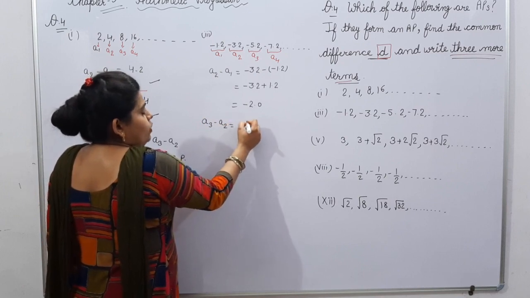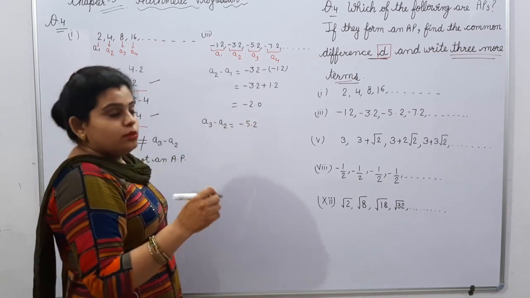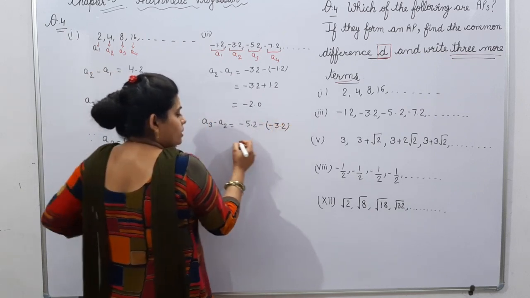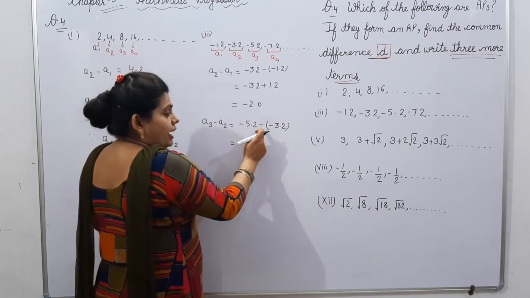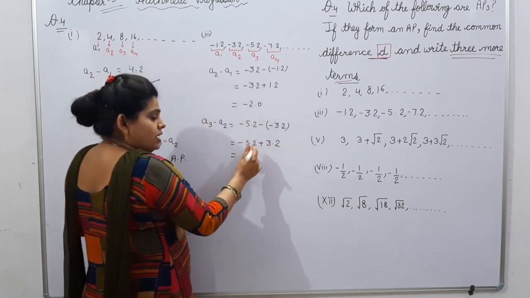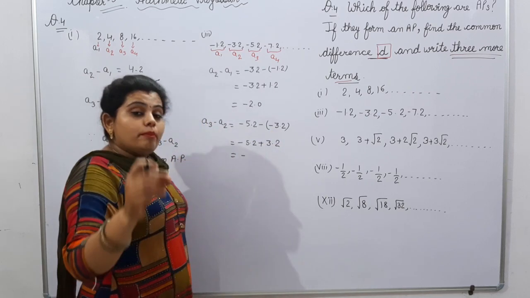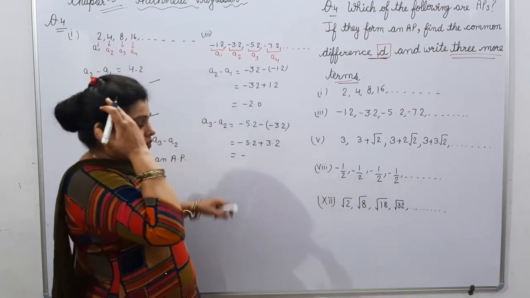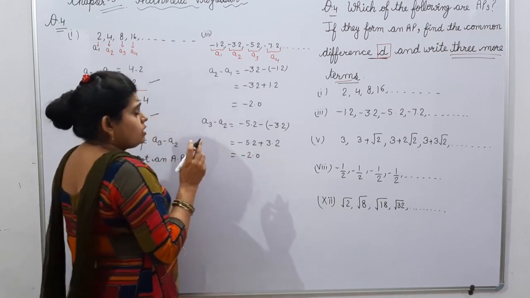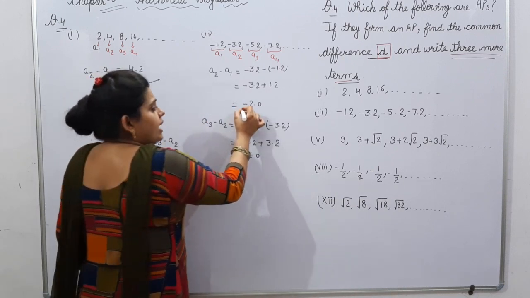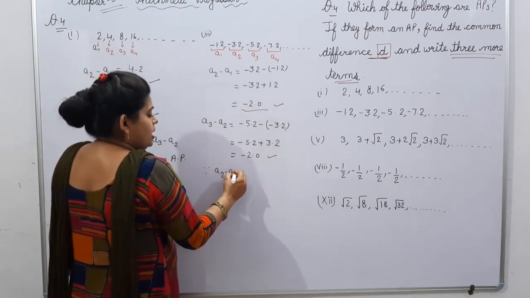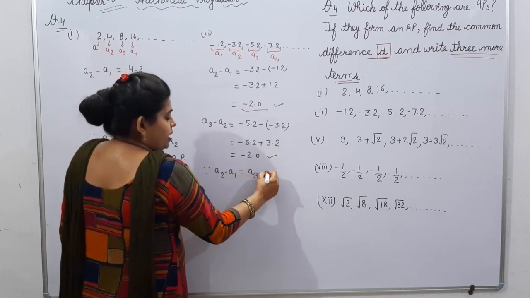Now A3 minus A2. A3 is minus 5.2 and A2 is minus 3.2. Minus 5.2 minus (minus 3.2), again minus plus 3.2. From here, minus and plus, we do subtraction, and since the number with the minus sign is greater, the minus sign will come. On subtracting, we get minus 2.0. So from here we see that this difference is equal to this, because A2 minus A1 is equal to A3 minus A2.